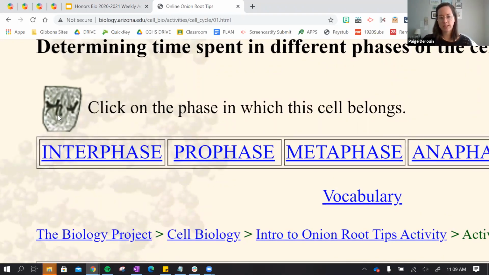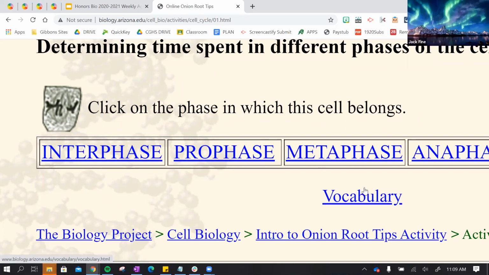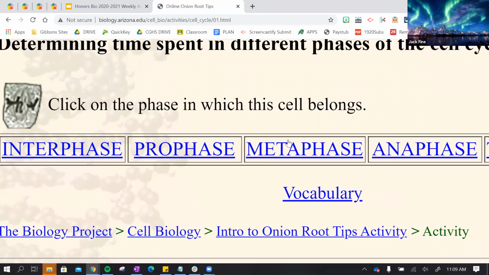Then whatever phase you think it's in, you click that. So what is this one? What do you think? Where are the chromosomes? Metaphase. Good job, Jack. You're killing it today. I'm so proud of you.